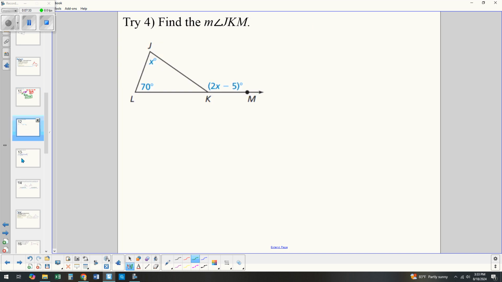Here's a try problem. Pause it if you'd like. The answer is posted online.